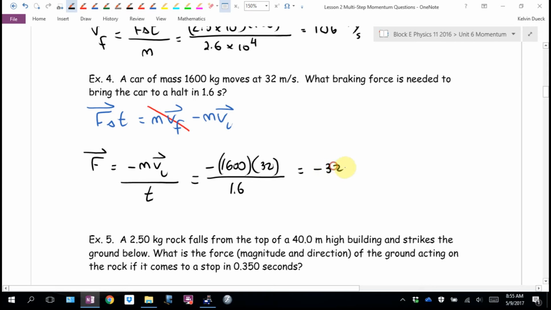Negative 32,000. Well, first of all, let's read it. Units, force? Newtons, right? What's the negative telling me? The negative is telling me that the force has to be in the opposite direction of the final velocity. Which makes sense. If you want to stop, if you're going forwards, which way do the brakes push? Backwards. So I'd leave the negative here. There's no real way to give me a direction because I didn't tell you whether we're traveling north, south, east, or west, but I'd leave the negative, backwards.